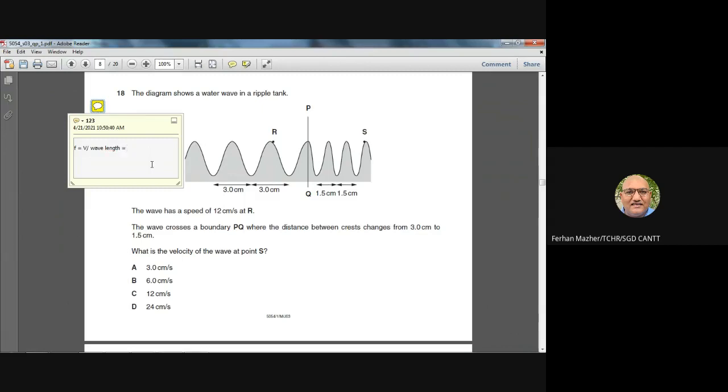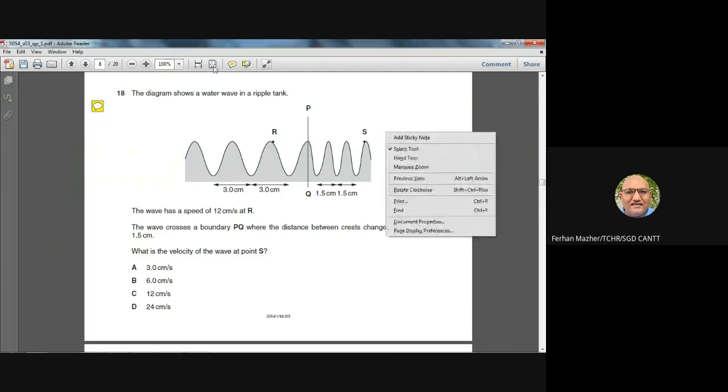Okay. So the velocity is 12 centimeter per second, and the wavelength here is 3. So the frequency here is 4 hertz. The frequency on the R side is 4 hertz.